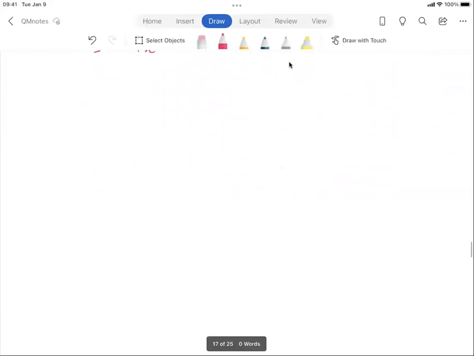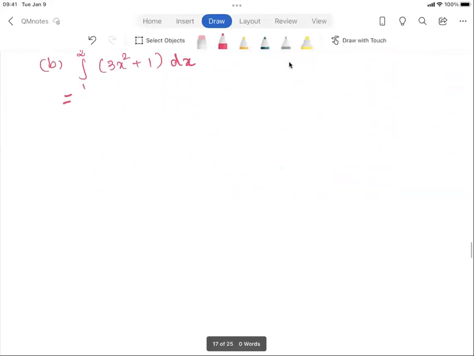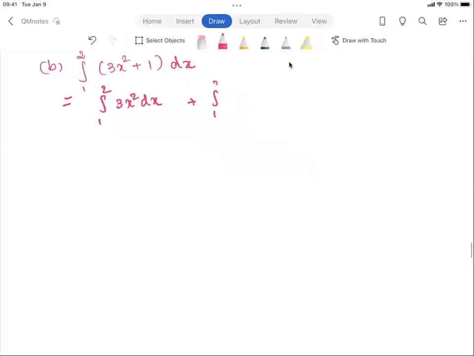Now, in part B, we are asked to compute a definite integral for the limits 1 to 2, 3x squared plus 1 dx. We can again split the integral over the summation. So it would be integral from 1 to 2 of 3x squared dx plus integral from 1 to 2 of dx. I'm going to bring the constant outside.